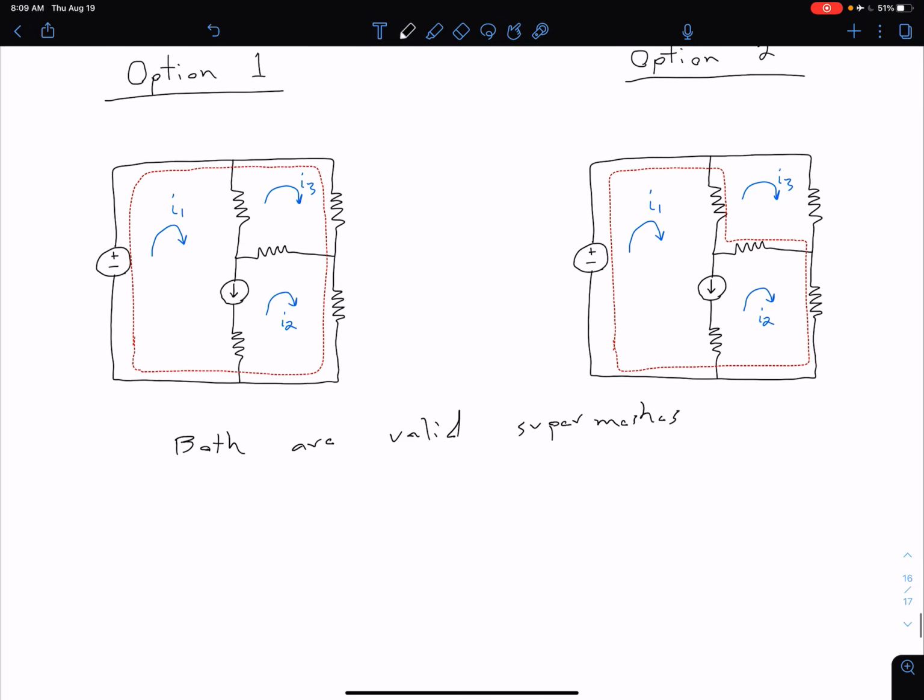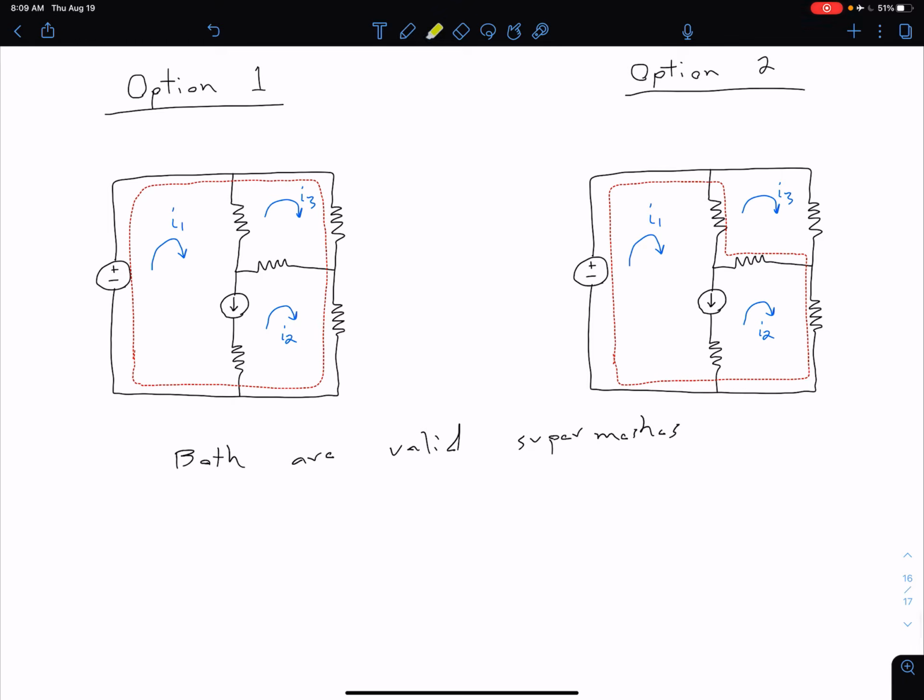If we look at option 1 over here on the left, we notice we're going to need three terms. We're going to have a term for our voltage source and a term for each of these two resistors on the side. These two resistors are perimeter resistors, so they're going to be a little bit simpler to deal with because they only have one mesh current associated with them. For example, this top right resistor only has mesh current I3. So these resistors only have one current.